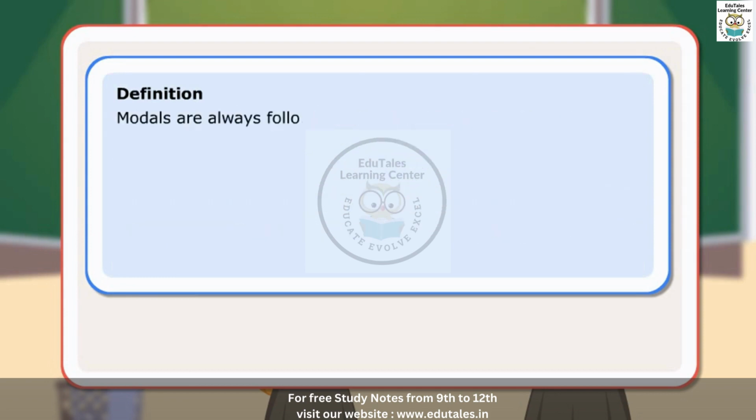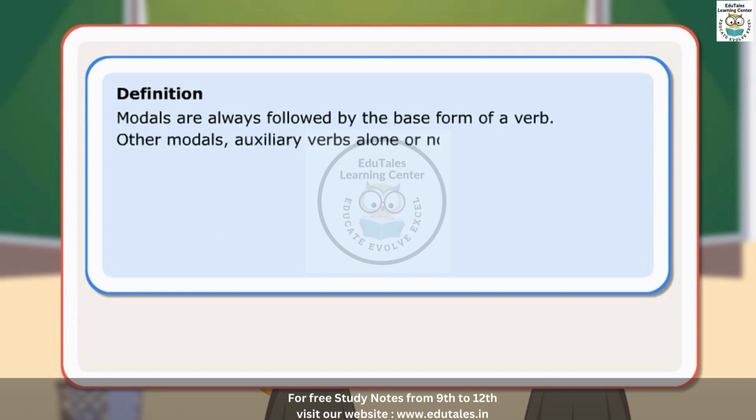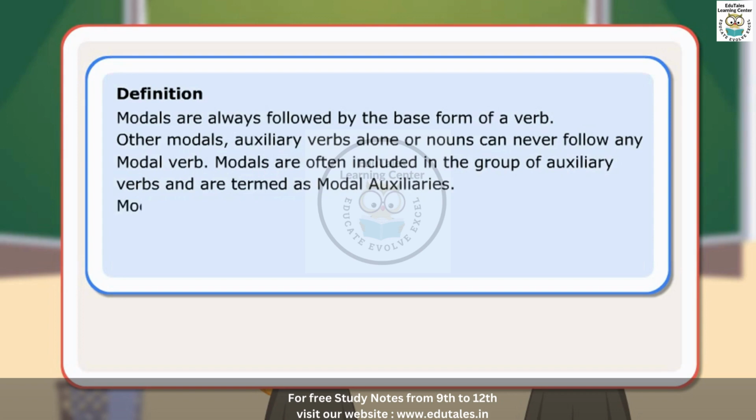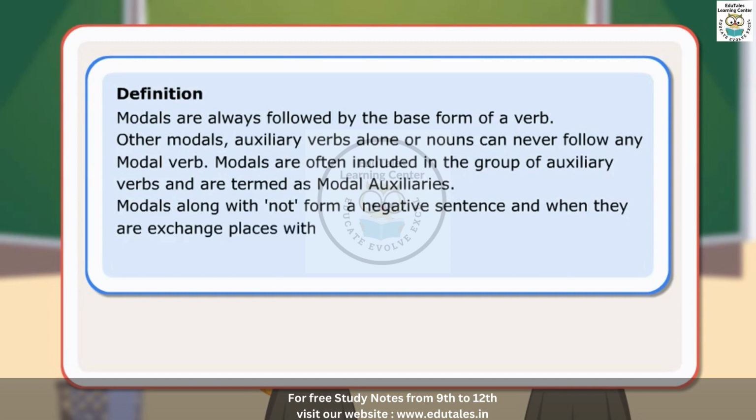Modals are always followed by the base form of a verb. Other modals, auxiliary verbs, alone or nouns can never follow any modal verb. Modals are often included in the group of auxiliary verbs and are termed as modal auxiliaries. Modals along with not form a negative sentence, and when they exchange places with the subject, an interrogative sentence can be formed.